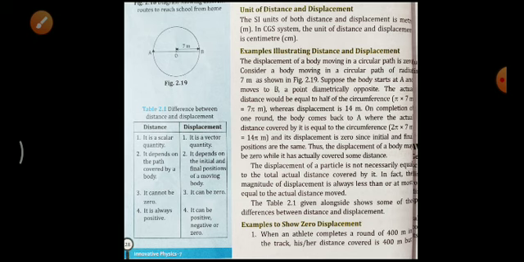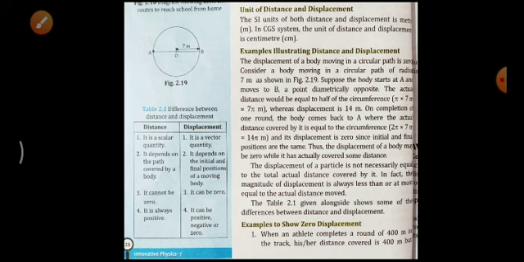Yes or no? Here, in the first case, when it started its journey from A to B, the displacement we found was 14 meter, but the distance we found was 7 pi. In the next case, when it completed one complete revolution, the distance is 14 pi meter, but the displacement is 0, which is less than 14 pi meter.